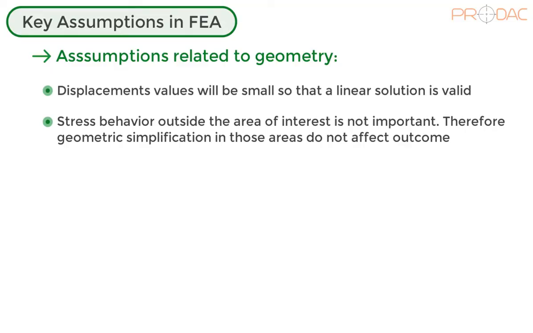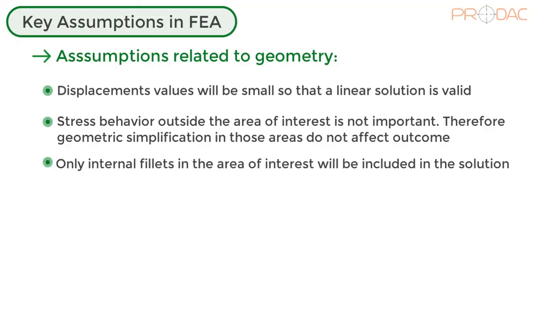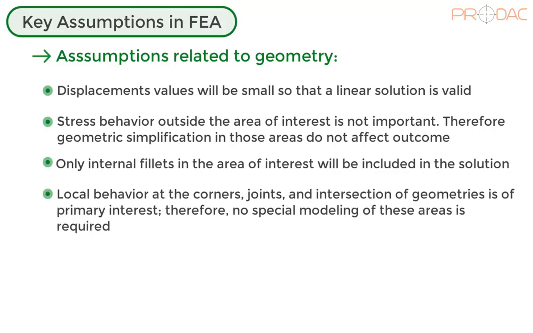Stress behavior outside the area of interest is not important. Therefore, geometric simplification in those areas does not affect the outcome. Only internal fillets in the area of interest will be included in the solution. Local behavior at the corners, joints, and intersections of geometries is of primary interest. Therefore, no special modeling of these areas is required.